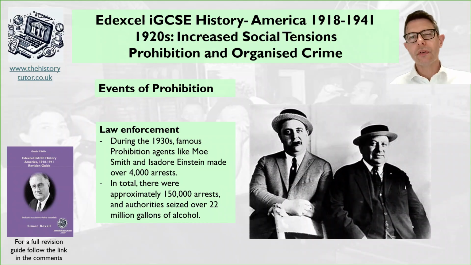Let's delve into that law enforcement in a bit more detail. So during the 1930s, famous agents like Mo Smith and Isidore Einstein made over 4,000 arrests. In total, around about 150,000 arrests, and over 22 million gallons of alcohol were seized and disposed of.